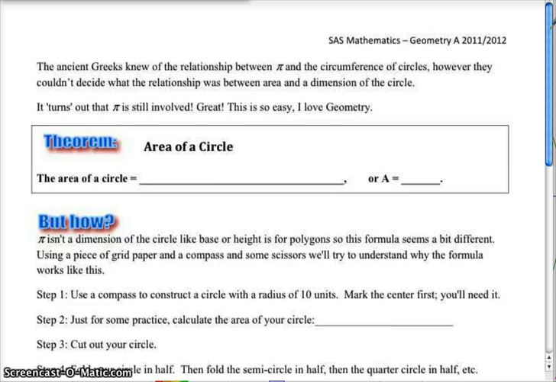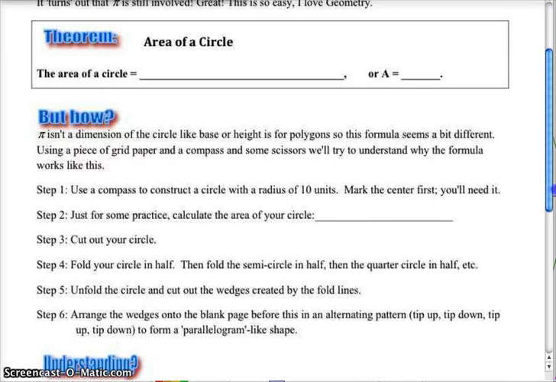So now we're going to try to figure out what the formula for area is. It says the ancient Greeks knew of the relationship between pi and the circumference of circles. However, they couldn't decide what the relationship was between area and a dimension of a circle, either the diameter or the radius. So we're going to try to discover that just like the Greeks did. And don't you just love this? I love this. All right, so how do we figure that out?